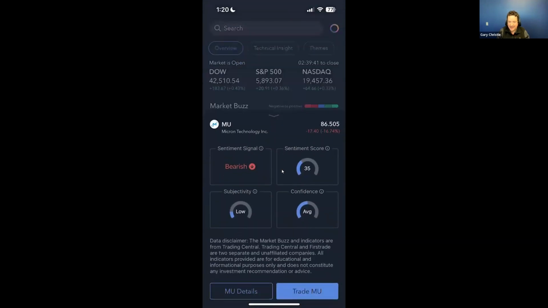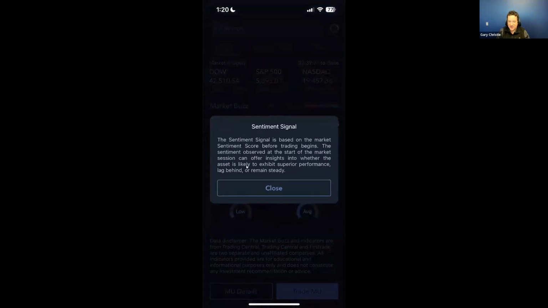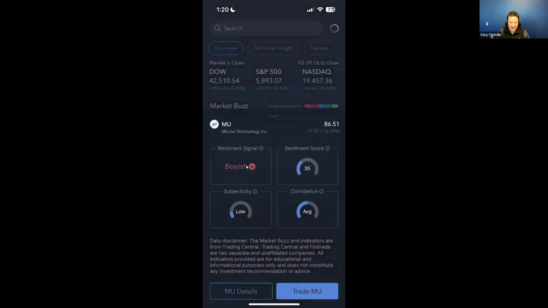If I click on that, I can get a little bit more insight into it. So we have the stock price. You see the sentiment signal is bearish. That's the main one to focus on, sentiment signal here. And you can click on it to understand what that means, right? So we talk about here, it's based on the market sentiment score before trading begins. Sentiment is observed at the start of the market session and can offer insights into whether the asset is likely to exhibit superior performance, lag, or remain steady. In this case, it's lagging.